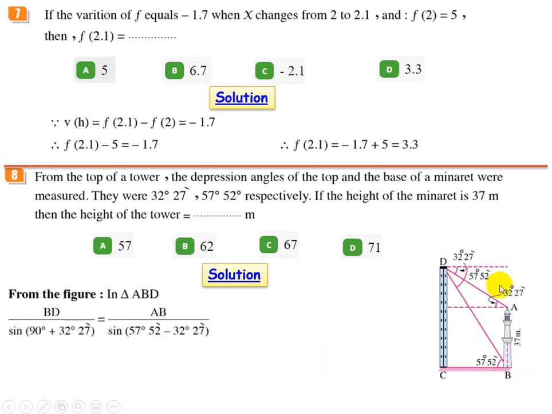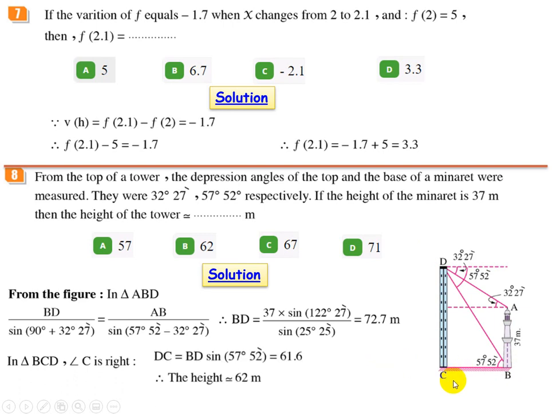applying sine rule in triangle ABD, BD over sine of 90 plus 32.27 equals AB over sine of this angle, 57.52 minus 32.27. So from this case BD equal 72.7. Triangle BCD is a right angle triangle at C. So sine 57.52 equal DC over BD, and we have BD 72.7, so we can get DC, it will be 62 approximately.